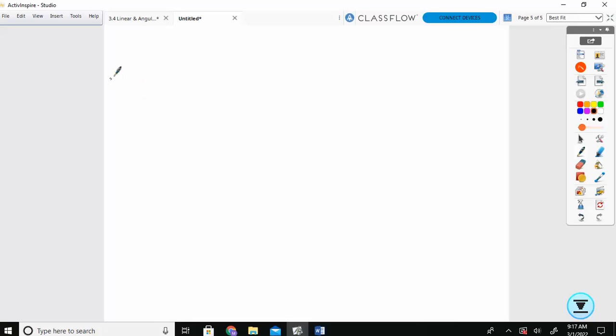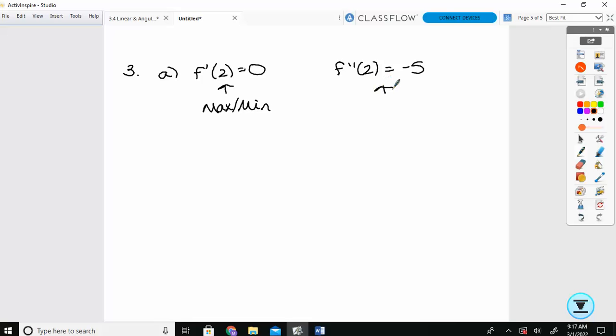It tells us that the second derivative is continuous. So that just means there's no asymptotes. So part A says f prime of 2 equals 0. If the first derivative is 0, what's happening here? There's a horizontal tangent. That's a critical point, so it's a maximum or a minimum. And it tells us my second derivative is equal to a negative 5. Second derivative gives us concavity. If it's negative, what does that tell us about our graph?